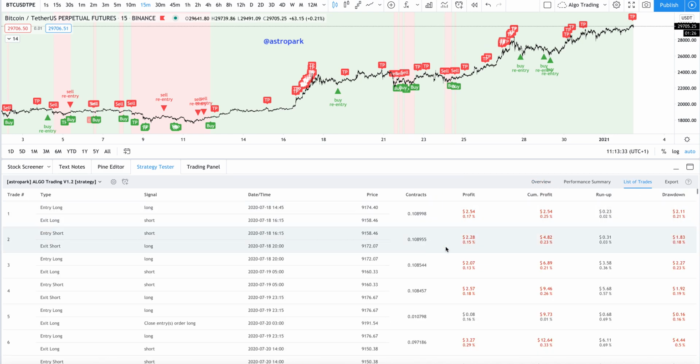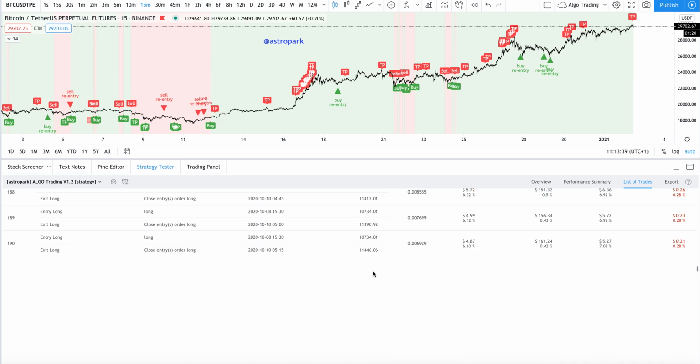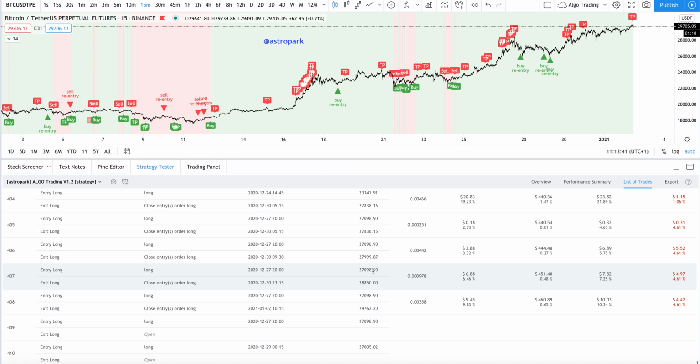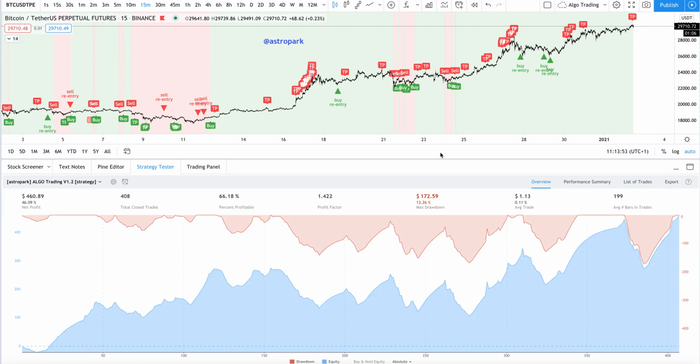List of trades, just to be sure, the first trade was on July 18th and we currently have two open trades, because as you can see we are in a bullish trade. We took some, the algo took some profits, but still in two long trades.